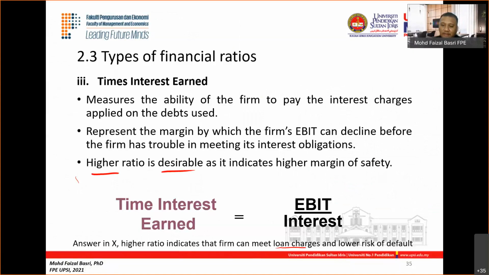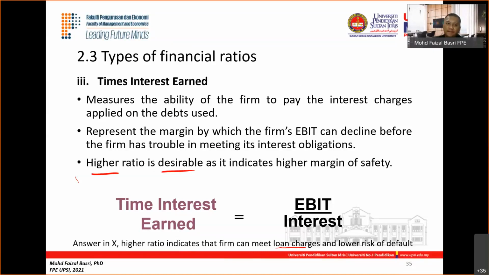Okay. And this one we have to reverse, because it is lower, and it has higher risk of default as compared to the industry average. Okay, so that's how you analyze based on times interest earned.